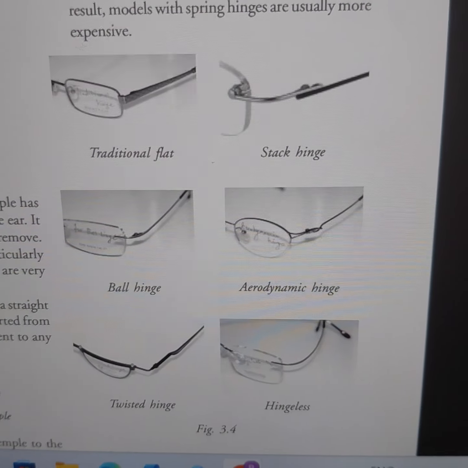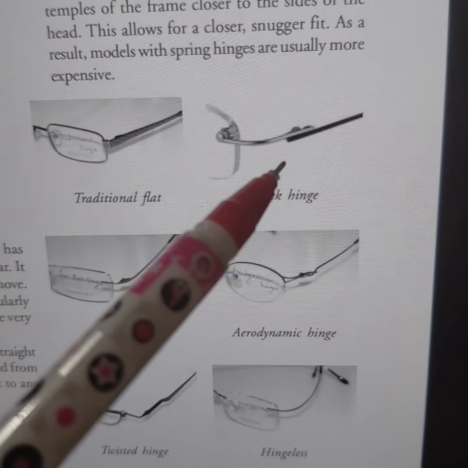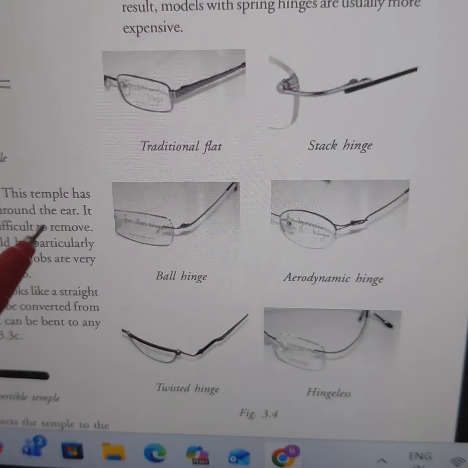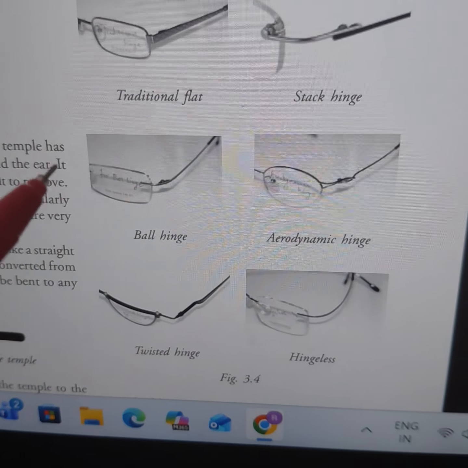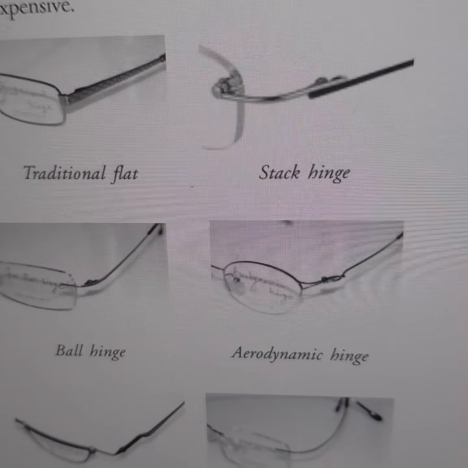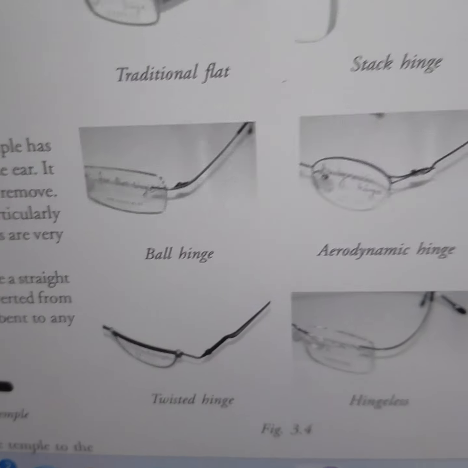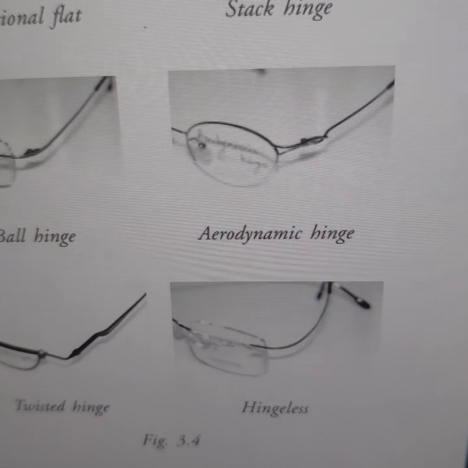As you can see in this picture, this is a traditional flat hinge. Here there is something called a stack hinge. Here you can see a ball-shaped hinge. Then this is the aerodynamic hinge. This is a kind of twisted hinge, and this is a hingeless frame.